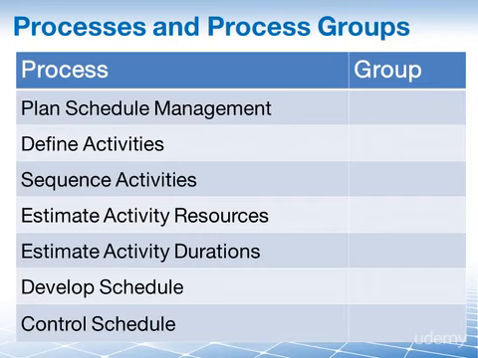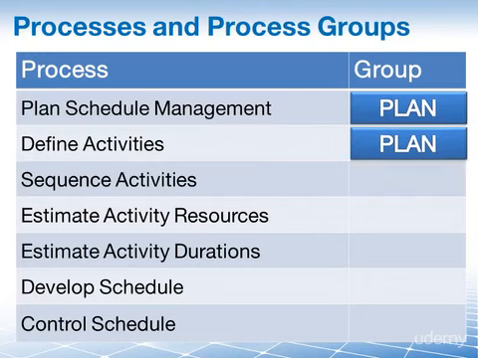Well, the first one is easy, right? That is, of course, planning. Define activities. What activities are we going to have to do? We're still planning here. Okay. Now we know which activities we have. Let's put them in sequence. In which order are we going to execute them? Well, all right, we're still planning.